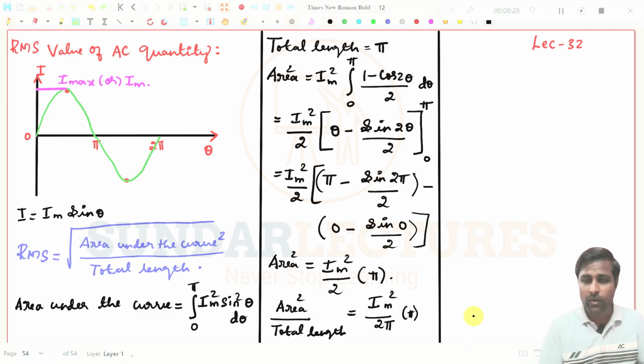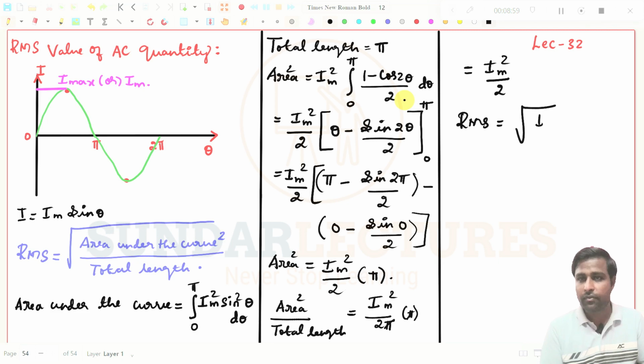So what we can do now, we can cancel out these two pi terms. So finally we are getting Im square divided by 2. That's all. So now this term is nothing but Im square divided by 2. So what we can do? So RMS should be equal to the square root of Im square divided by 2.